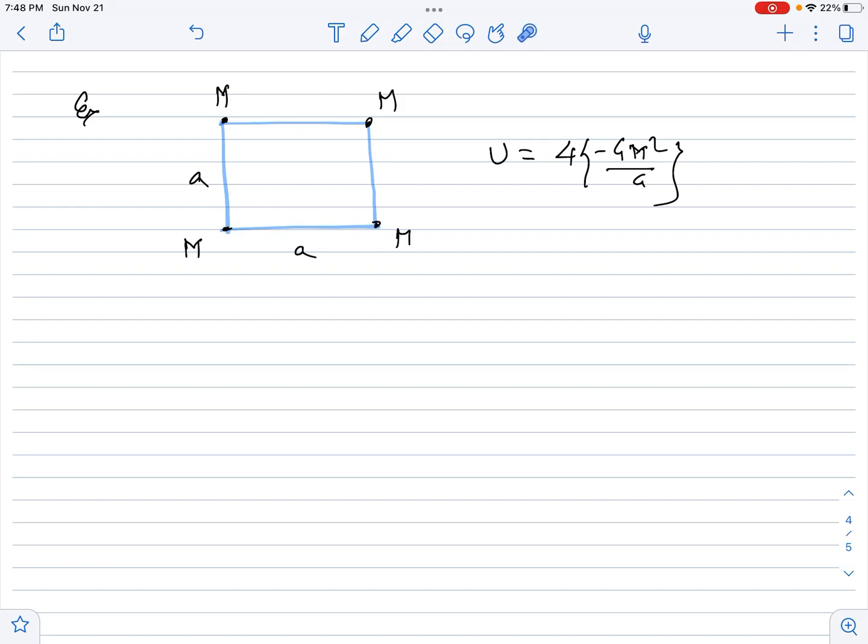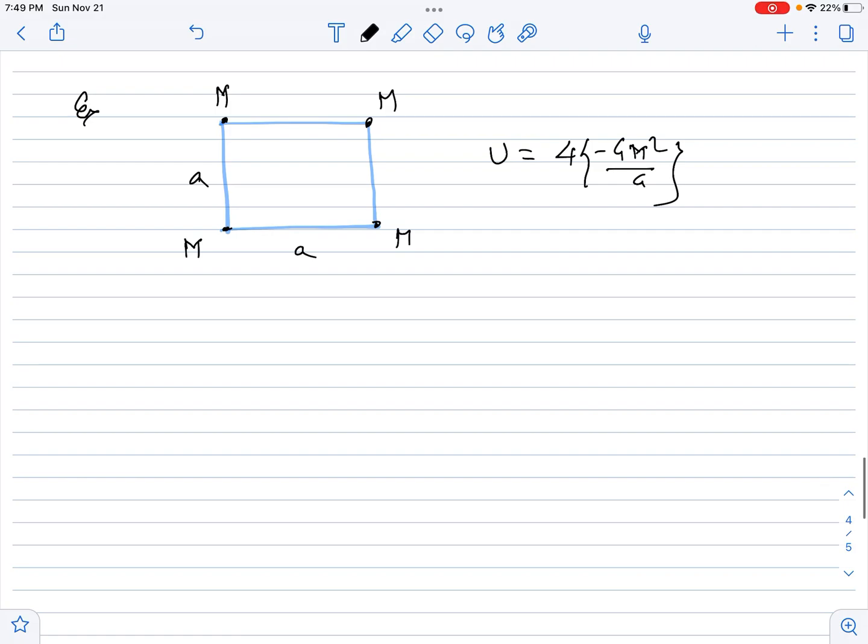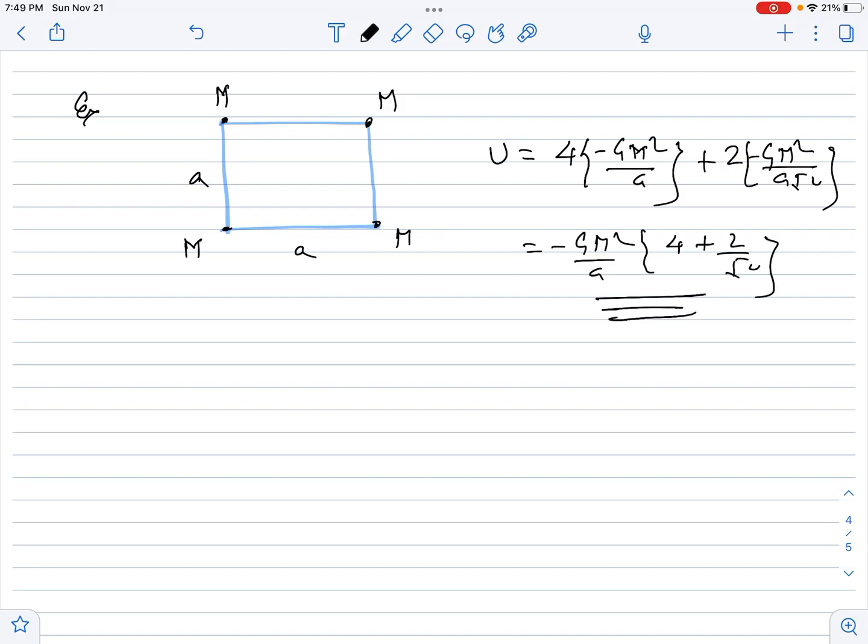Now, did we forget to calculate 2 particles here? Yes, sir. There is one pair along this diagonal, and one pair along the other diagonal. You can say there are 2 diagonal pairs, and the energy for them is minus 2 G m square divided by a root 2. The answer will be like this: minus G m square by a, times 4 plus 2 by root 2.